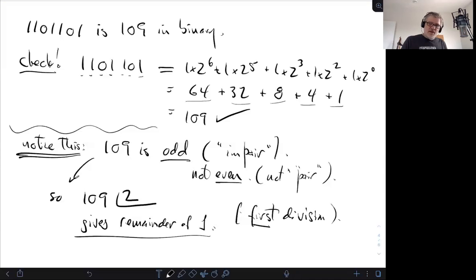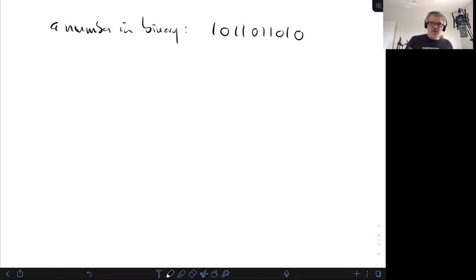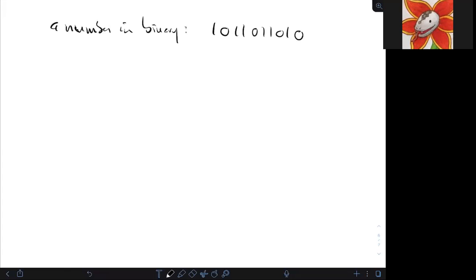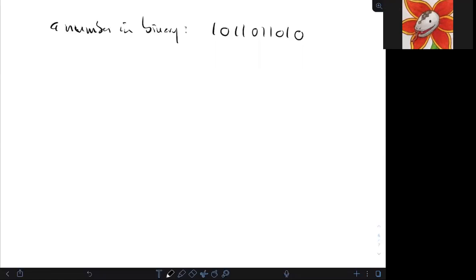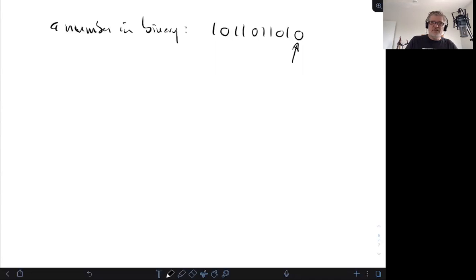So when you write down a number in binary, you have a bunch of bits, let's say 1 0 1 1 0 1 1 0 1 0. How do you check if it's even or odd, right? Think about it. This is a sum of all powers of 2. Yeah, Ethan? I think you'd look at the last digit. Correct. Yep. So the last bit is going to tell you if this number is even or odd, right?